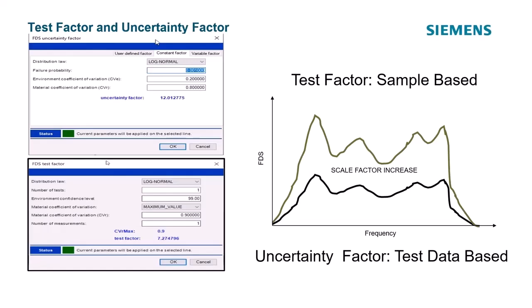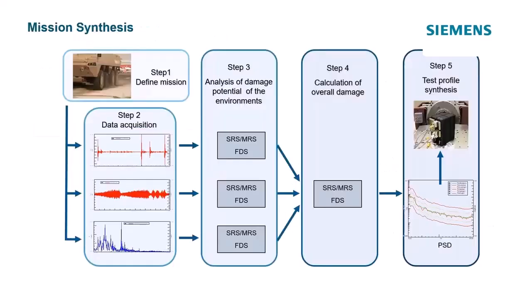Typically, we don't test one sample. They test 3 or 5 or more samples. The more samples you test, the lower level you can test to for each of them to pass to be confident about your population performance. So that's the test factor.